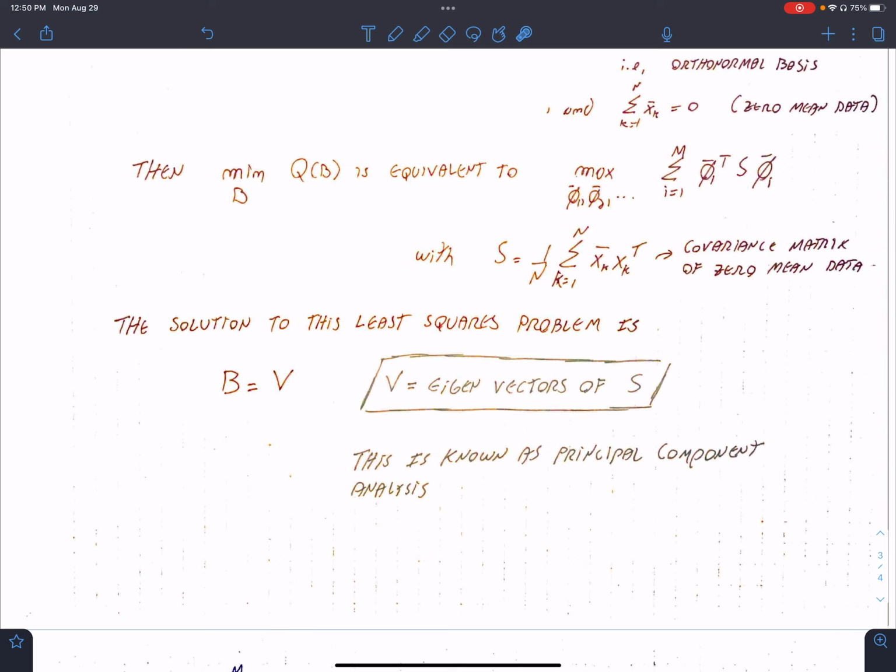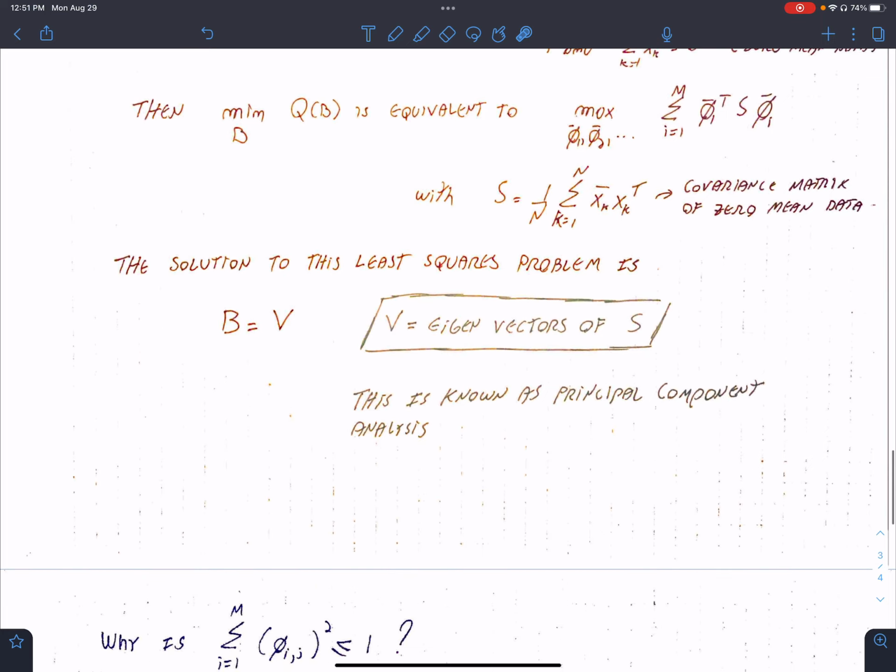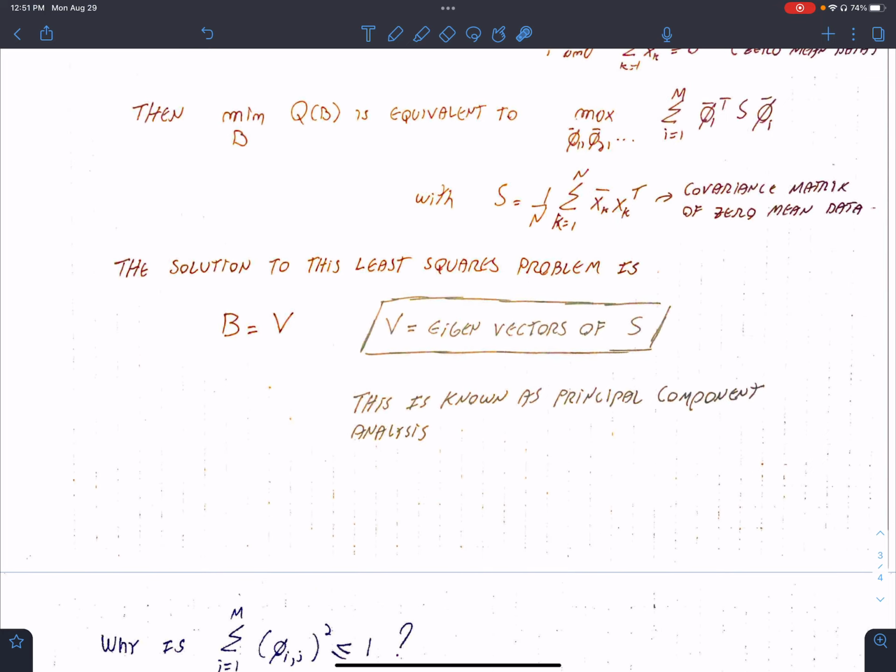The solution is given by B equals V. Essentially, the eigenvectors of S are the Phi's. This procedure is known as principal component analysis, and that's the summary of it. So we already saw the summary for this procedure. First, you center the data, meaning you subtract the mean for the entire data set. You compute the sample covariance matrix of the zero mean data. You take the eigenvectors of this sample covariance matrix, and those are your principal components.